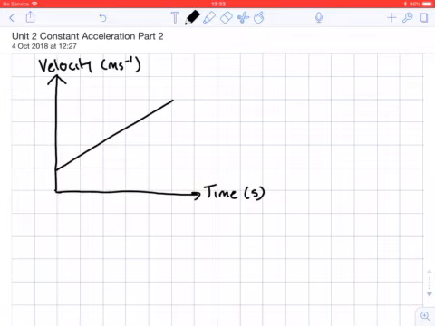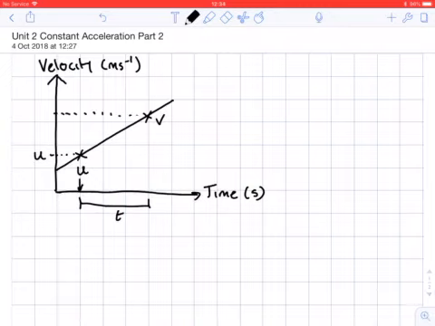I'm just going to take 2 points on this line, and I'm going to take this point here, and I'm going to denote that as u. So I'm going to mark that off as u, meters per second. And in that time frame of t, I'm going to record by which time this object or particle has increased its velocity to v. Now, obviously, the line indicates acceleration, it's constant acceleration.